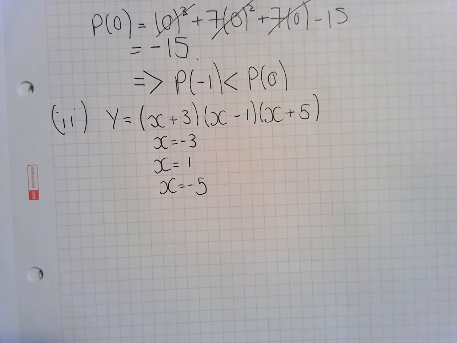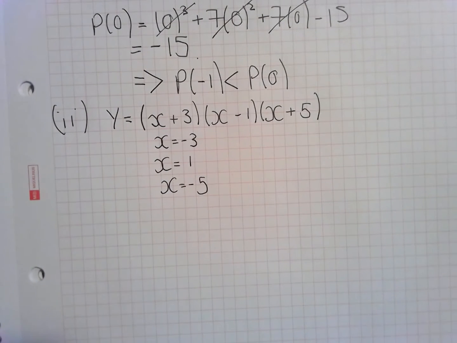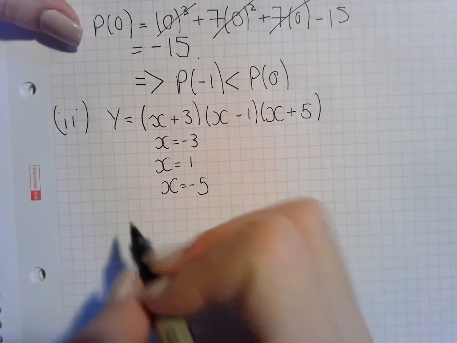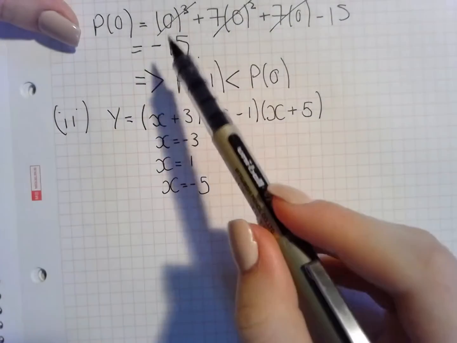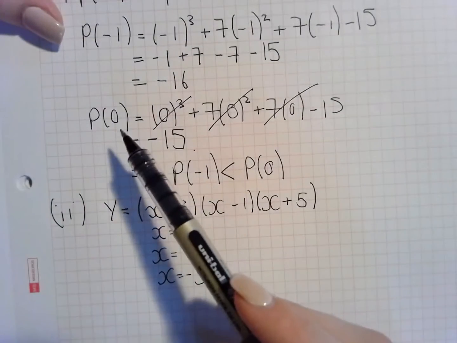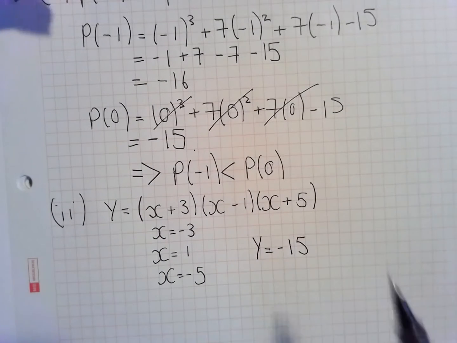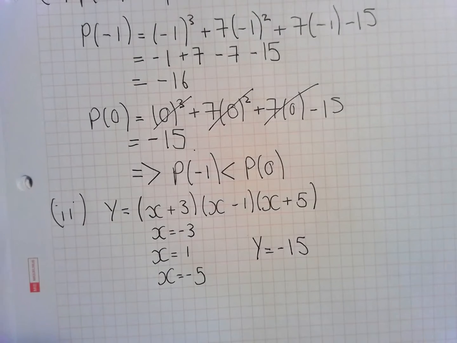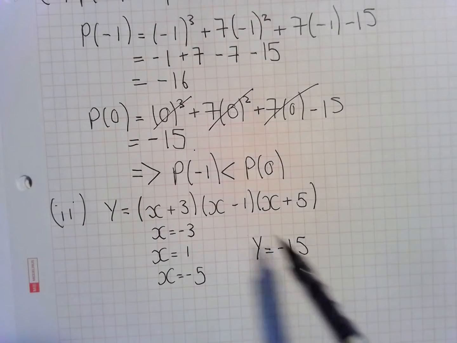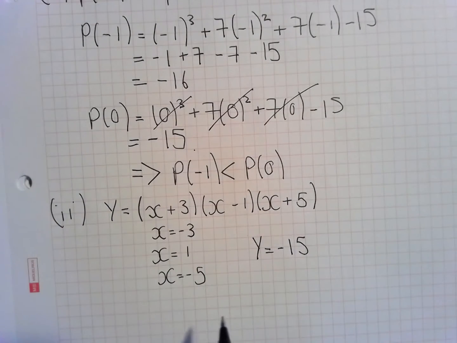Okay, so whenever y is 0, they're the values that x equals. Okay, so when x is 0, from what we found here, y is going to equal minus 15. And again, if the question's got a second part, 9 times out of 10, you can use the first part to help you with the second part of the sub-question.